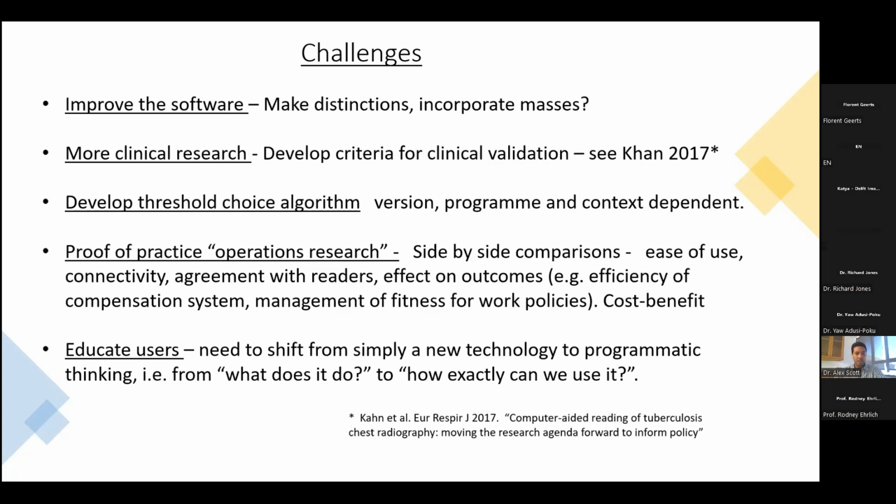And we need to educate users who are dazzled by new technology. AI seems to be the source of the dazzlement. We need to shift from simply a new technology to programmatic thinking, and we've heard plenty of examples of that today, from what does it do to how exactly can we use it.